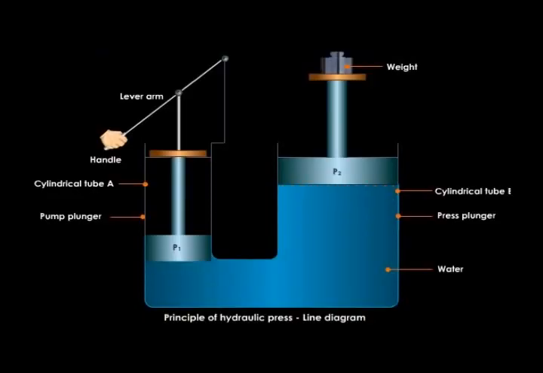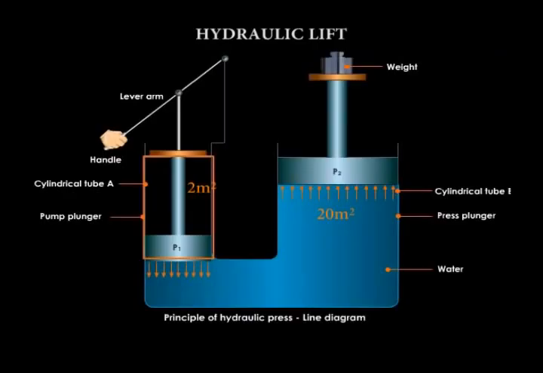For instance, if the pump plunger has an area of 2 meters squared and the press plunger has an area of 20 meters squared, we apply a force of 120 newtons on the pump plunger. Pressure produced is given by force over area, which is 120 over 2, giving us 60 newtons per meter squared. This pressure is produced at the small cylinder. It is transmitted to the press plunger unchanged.